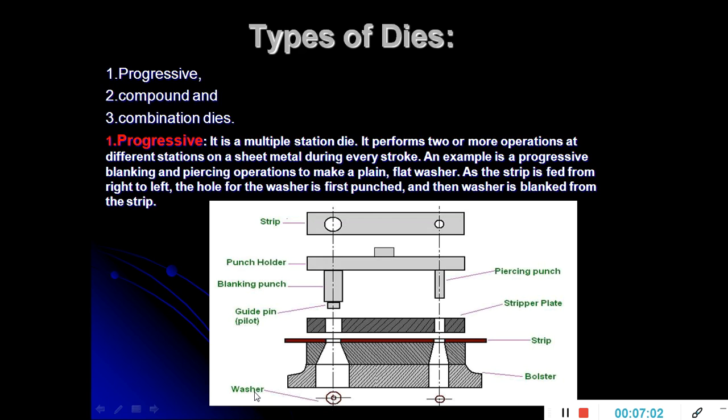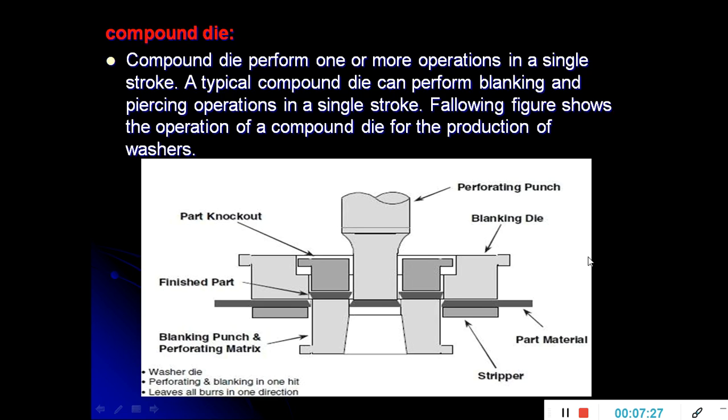So the washer is going to be produced with the help of a progressive die, where the blanking is done with the help of a blanking punch, and the small hole is going to be produced with the help of a piercing punch or a cutting punch. So both punching and blanking operations are going to be done simultaneously on the sheet metal. This is known as a progressive die. Now coming to the compound die.